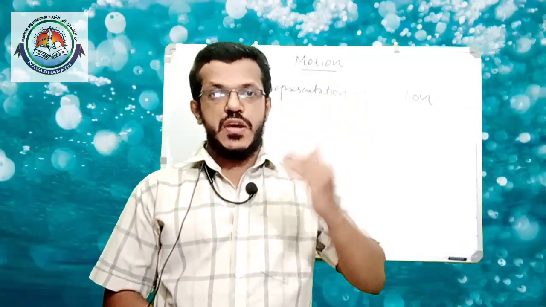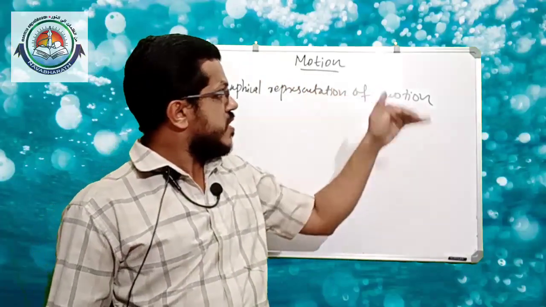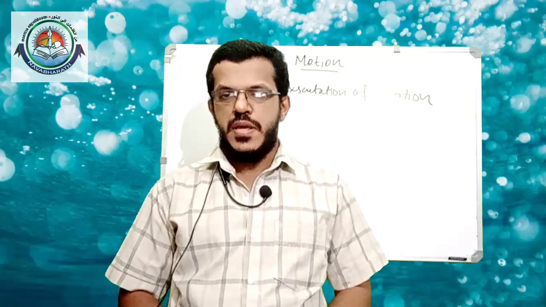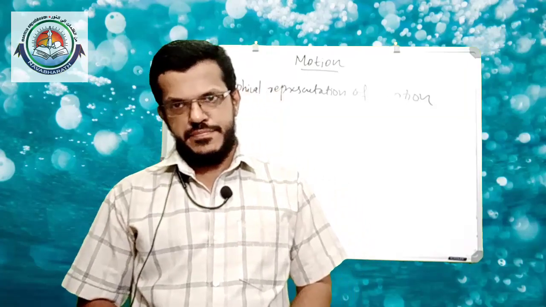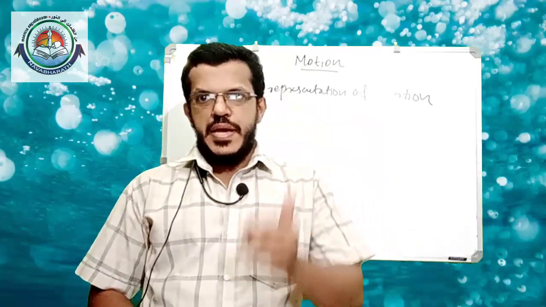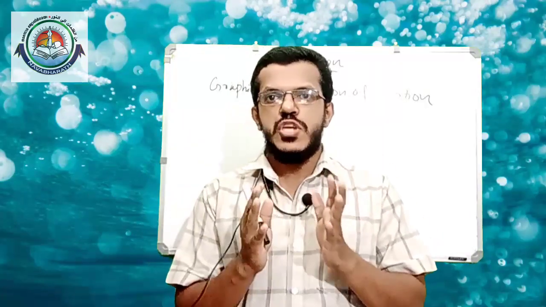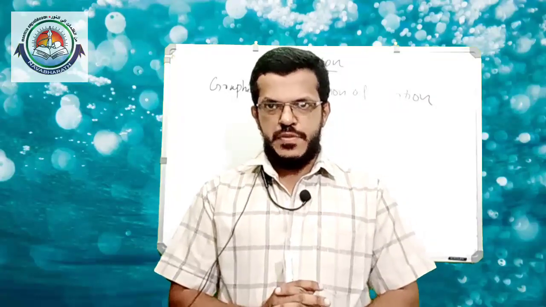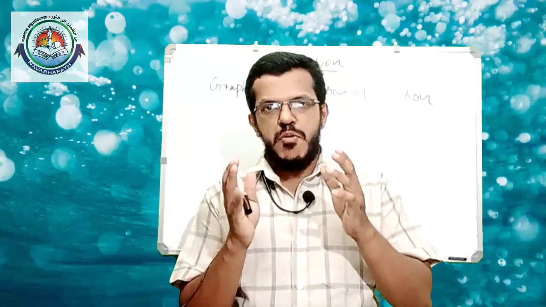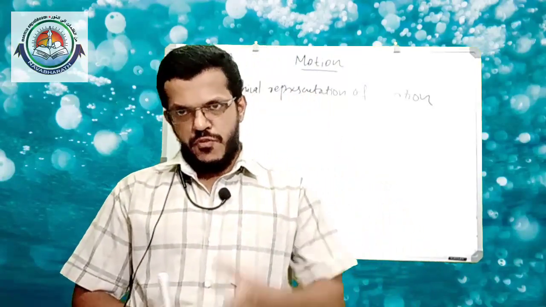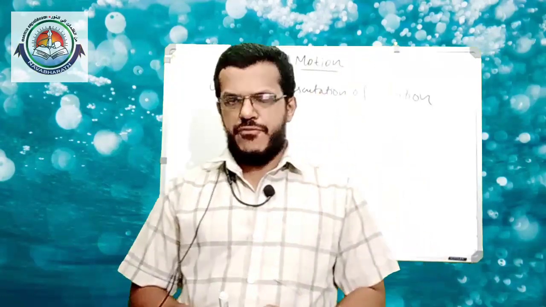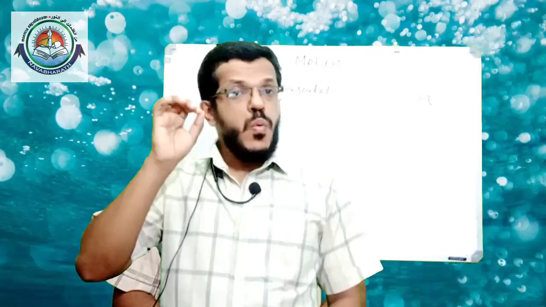Here we are going to discuss the graphical representation of motion. Then how can we depict a graph of a motion? In the same way, can we represent information related to the motion of an object through a graph? For this, we should know some basic facts about the graph. What is a graph?